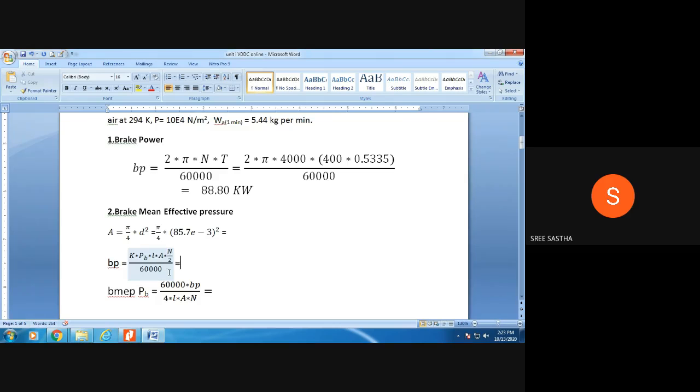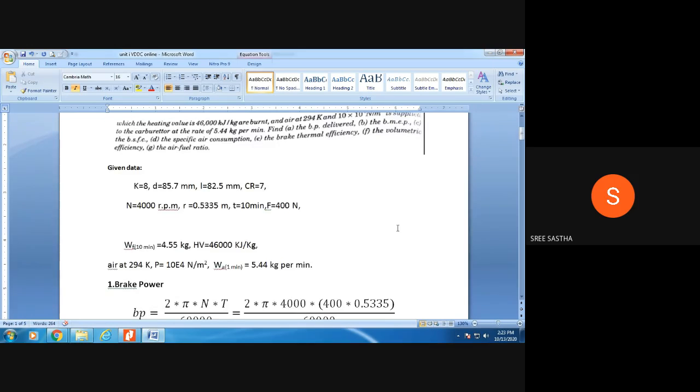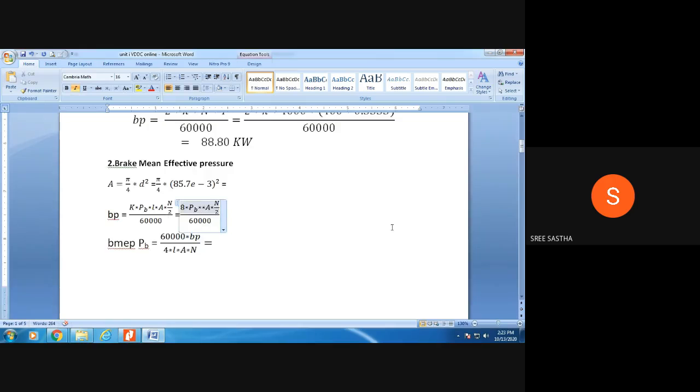Brake mean effective pressure. Now, I will be using that area here. Now, see, K is 8. I have to find PB only, that is brake mean effective pressure. L is how much? Stroke length. Go and refer, 82.5. That also should be in meter. But it is given in mm, so I'm converting into meter.